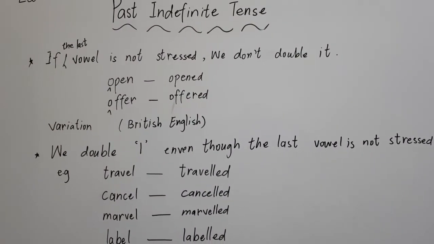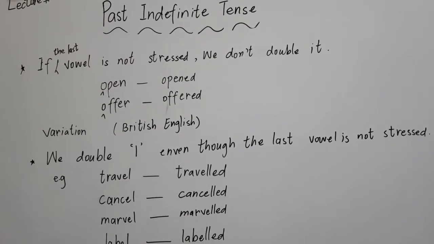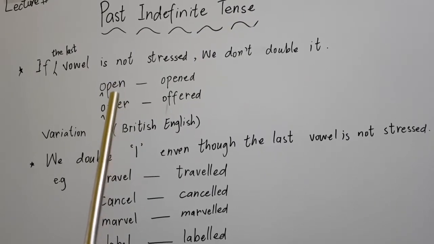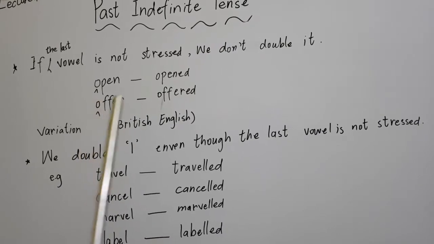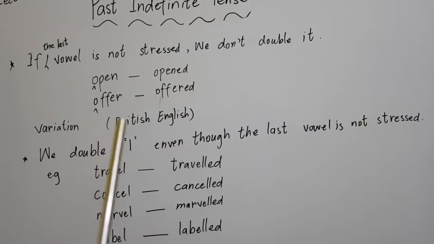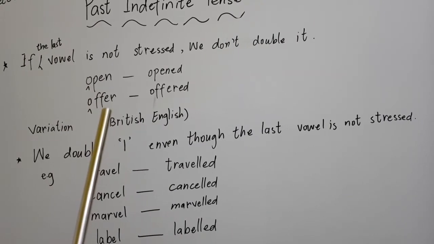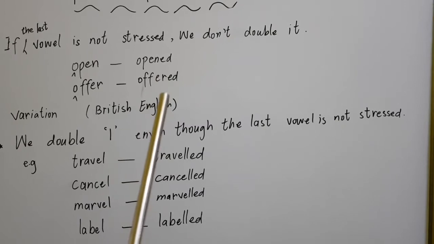If the last vowel is not stressed, we don't double it. Just like in open, here this E is not stressed, the stress is on O. Open, opened. Offer, offered. Here the last letters are not stressed, so we haven't doubled N and R.